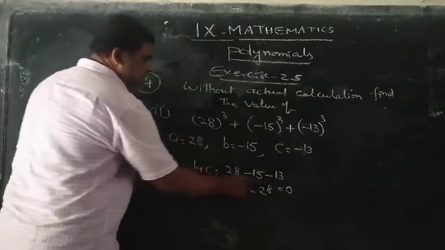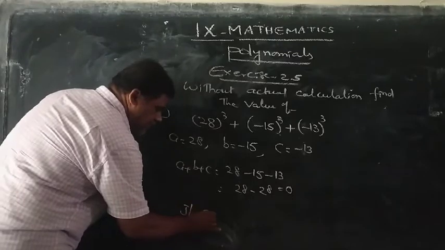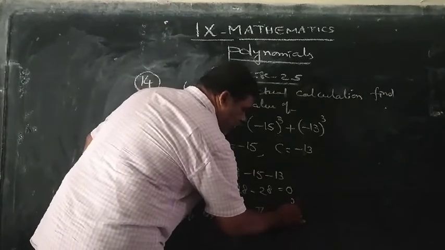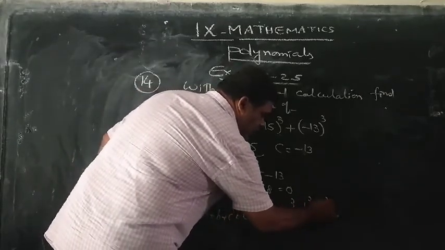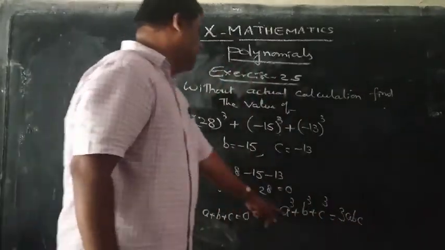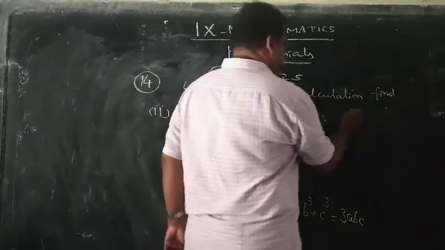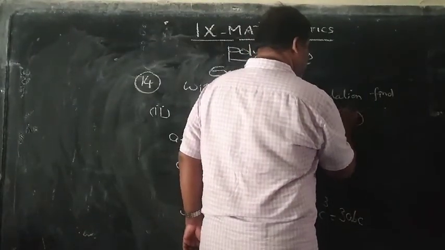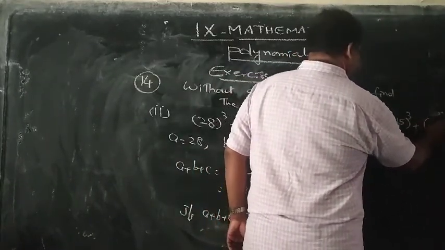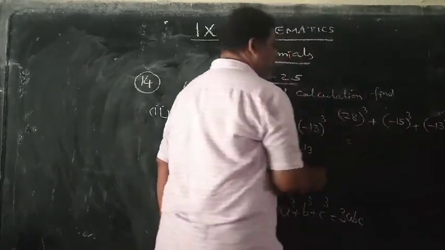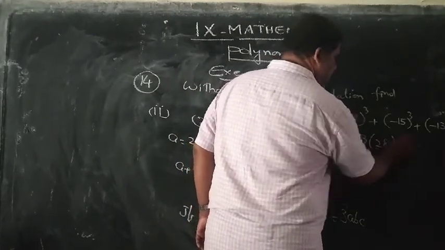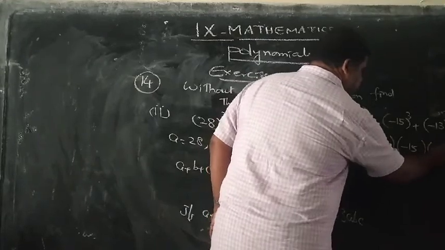So if A plus B plus C is 0, then A cube plus B cube plus C cube value is equal to 3abc. So therefore 28 whole cube plus minus 15 whole cube plus minus 13 whole cube, A cube plus B cube plus C cube, this is equal to 3abc. This is A, this is B and this is C.